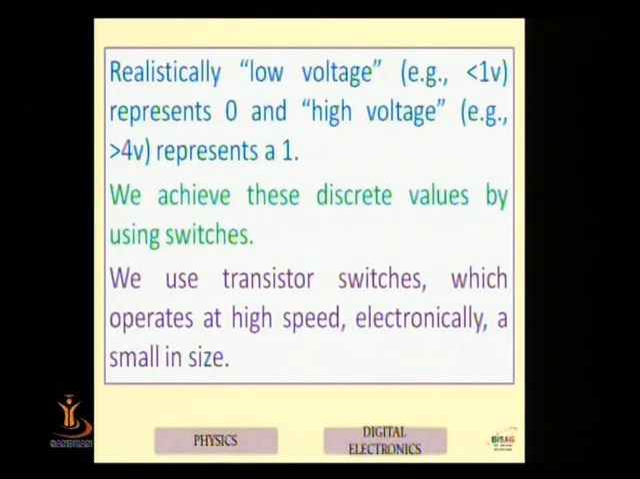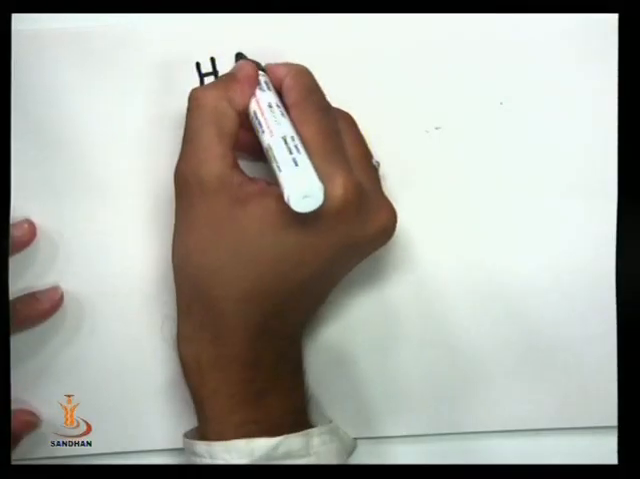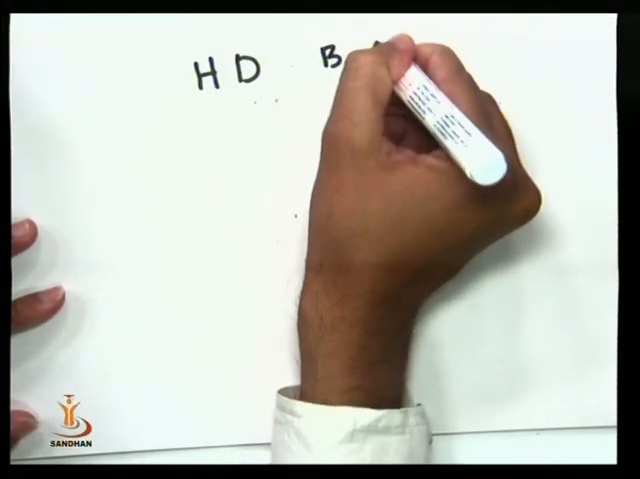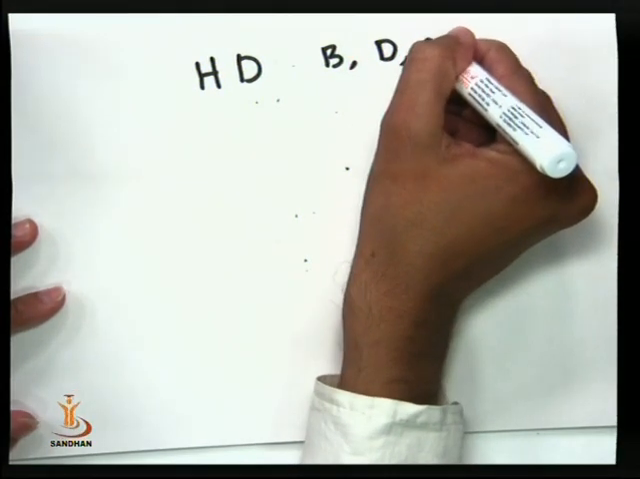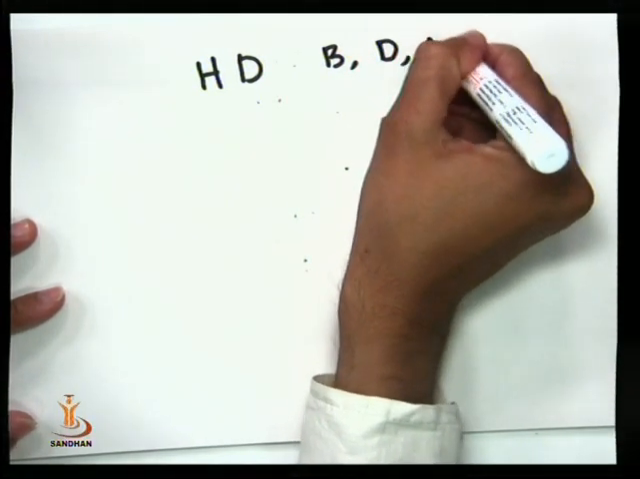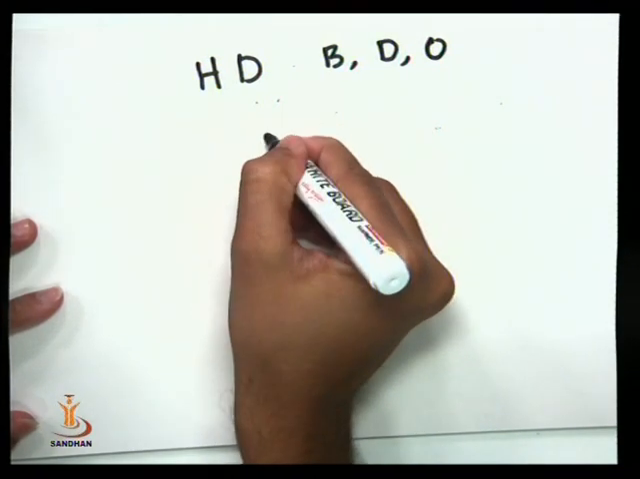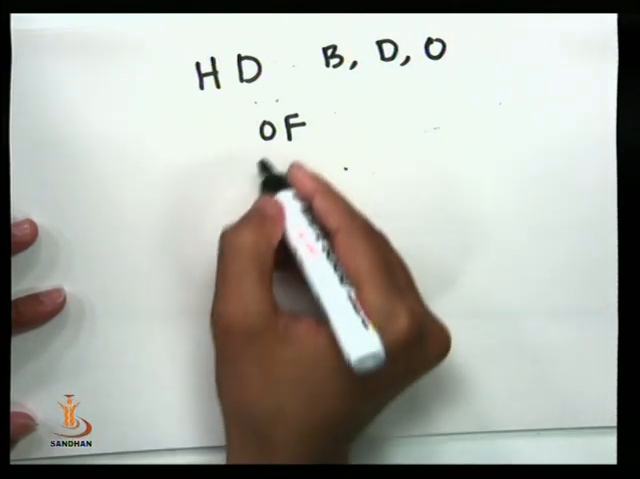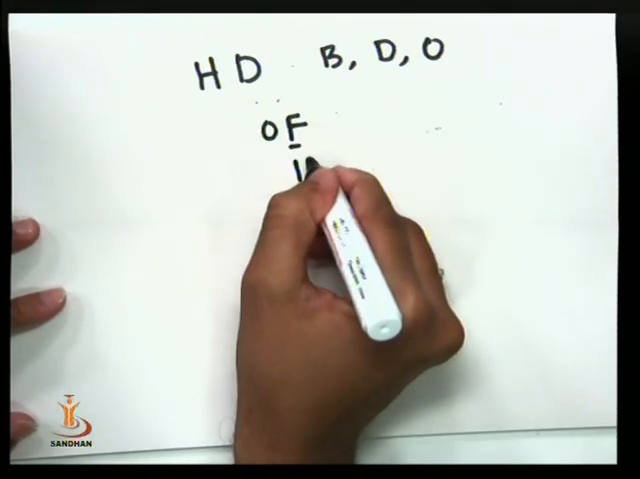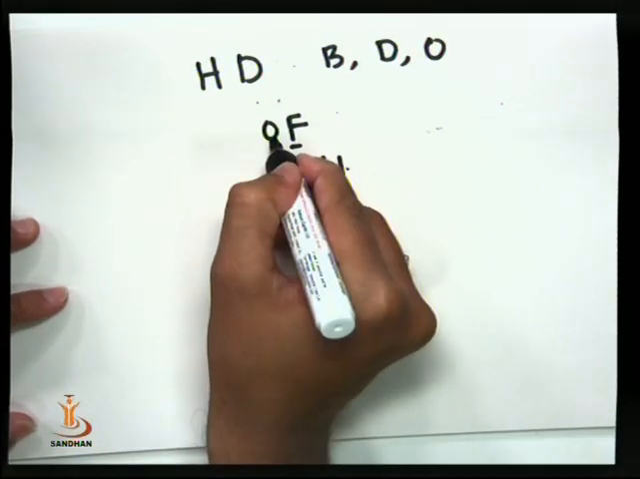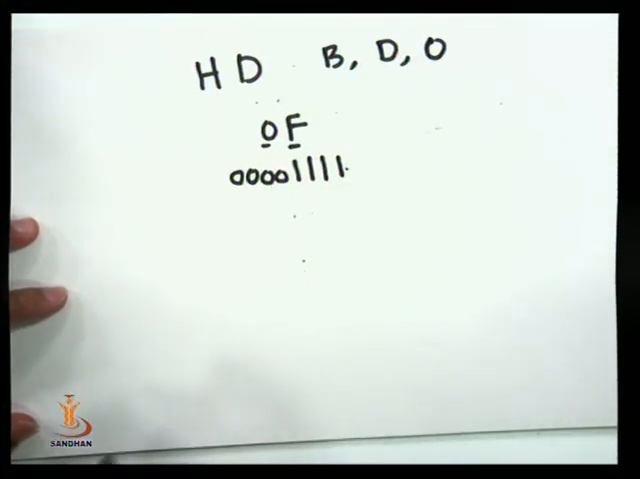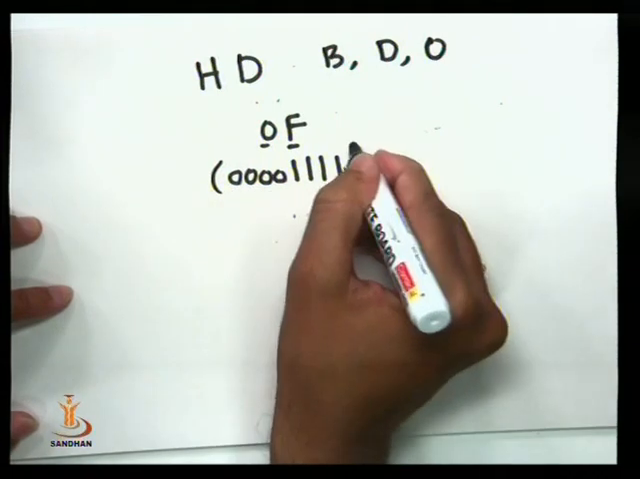Our last conversion comes with hexadecimal: hexadecimal to binary, hexadecimal to decimal, and hexadecimal to octal. I take the hexadecimal number, suppose 0F. So the binary of F is 4 times 1 and the binary of 0 is 4 times 0. Now this is the binary. First of all, I am getting the binary.